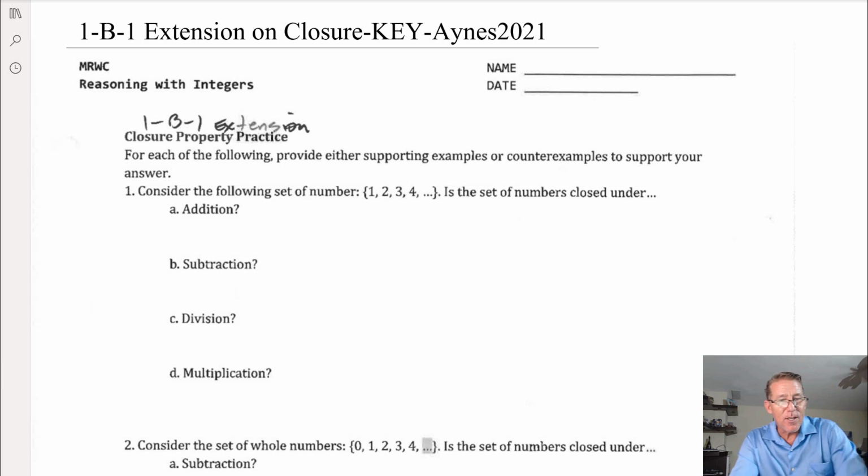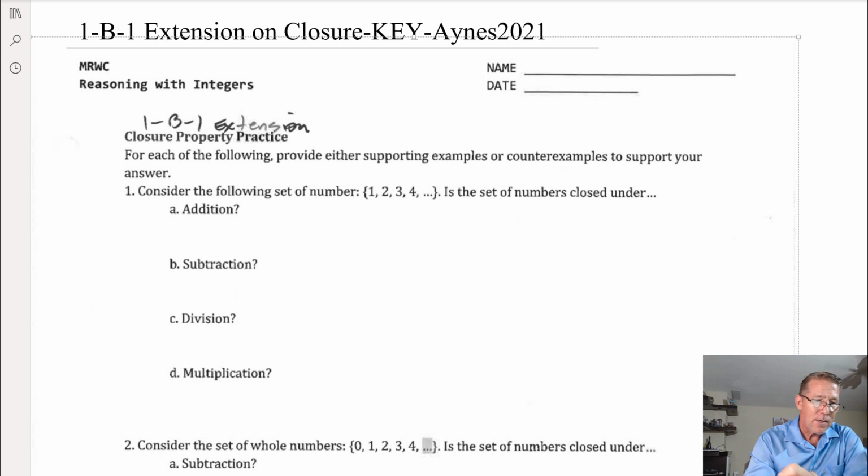Hey everybody, this is Mr. Ainsworth, and we are going to get into Activity 1B1 extension practice on closure. So let's read the directions here. Let's get started, and let's go for it.